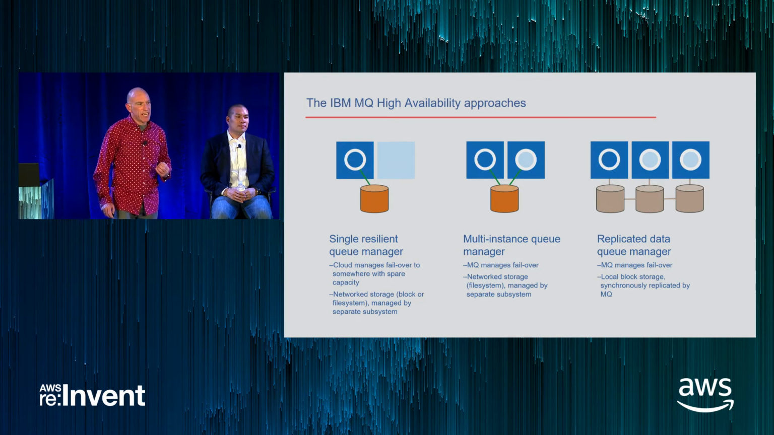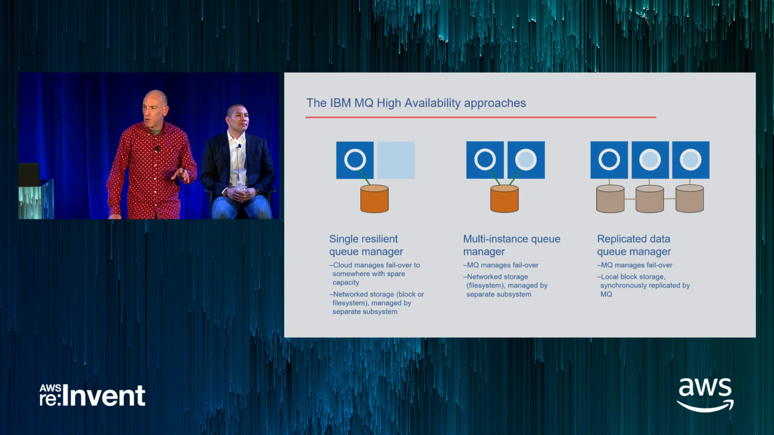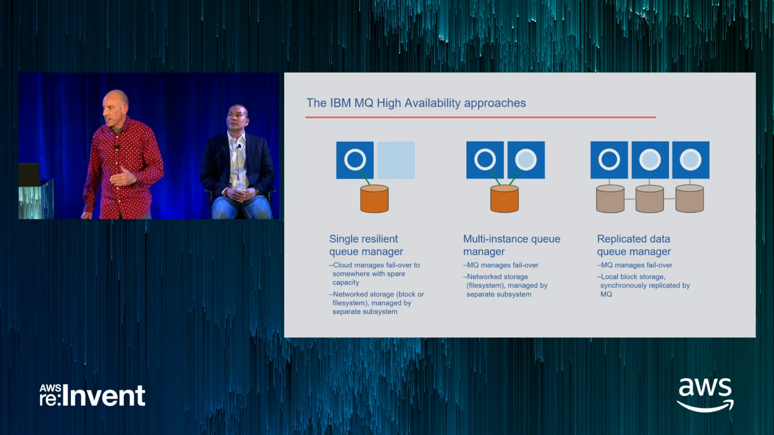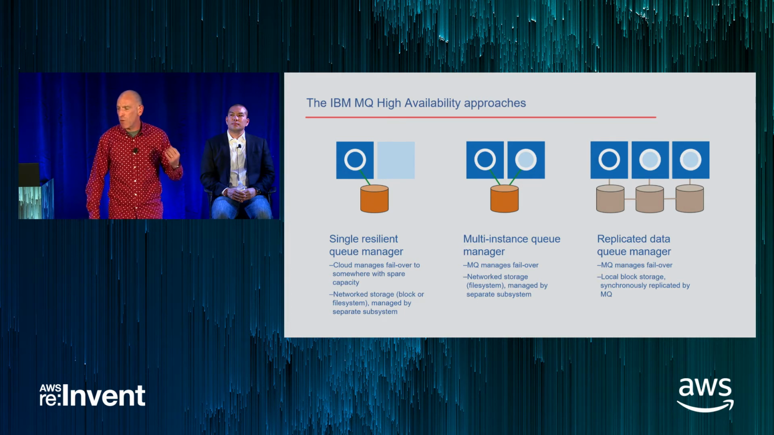So by separating out the data, you can then remove that single point of failure. We also provide multi-instance queue managers. Multi-instance queue managers will give you a passive-active setup. So if one queue manager goes down, the other one immediately picks up. So you keep the service available as long as possible.